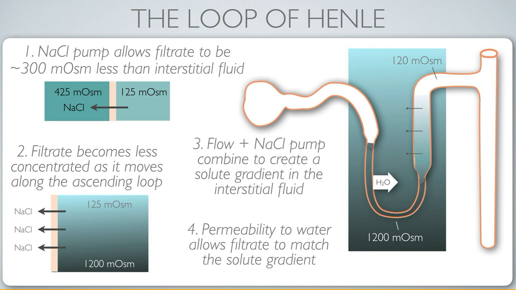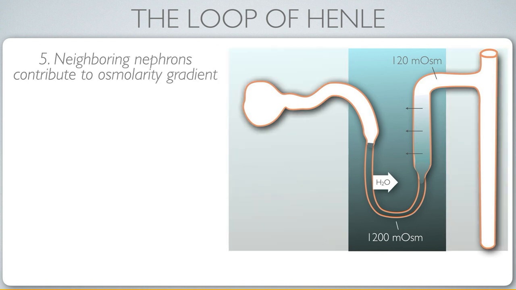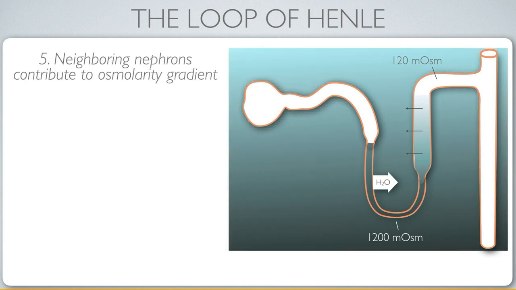Now, this occurs throughout the kidney. There are thousands upon thousands of these structures, the nephrons, acting side by side throughout the kidney. So this pumping of NaCl by the ascending limb affects not just the osmolarity around itself, but also all the neighboring nephrons. And the neighboring nephrons also act to create this osmolarity gradient as well. So the neighboring nephrons contribute to this osmolarity gradient.